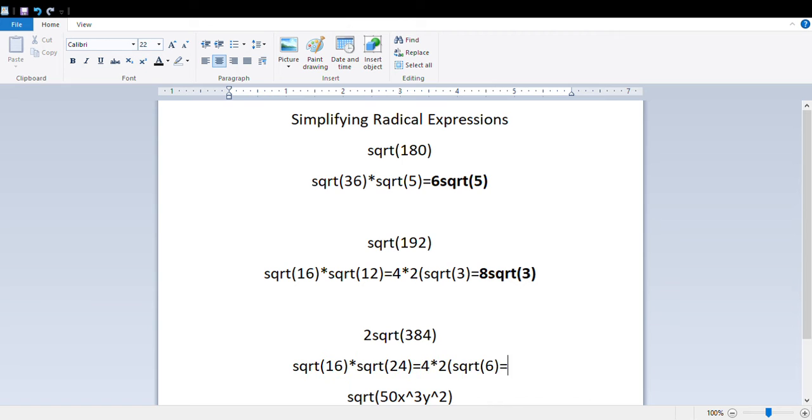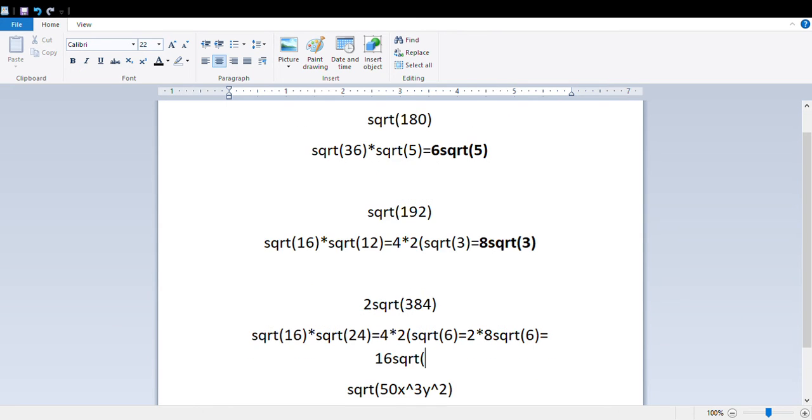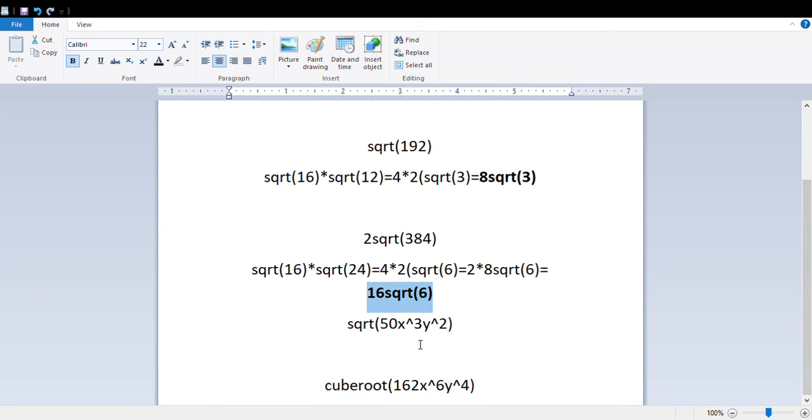From here we have 8 times the square root of 6. And then don't forget the 2 over here in the very first problem, so you have to multiply by the 2. So this is equal to 16 square root 6. Alright, now that we've got those practice problems, let's do a few challenge problems.